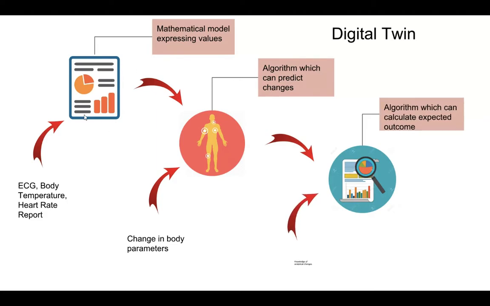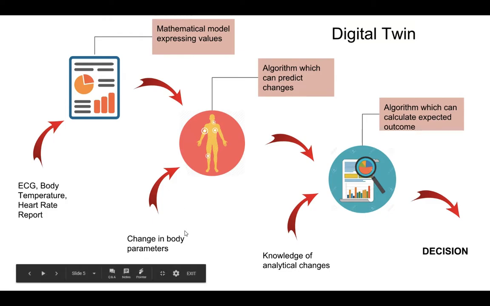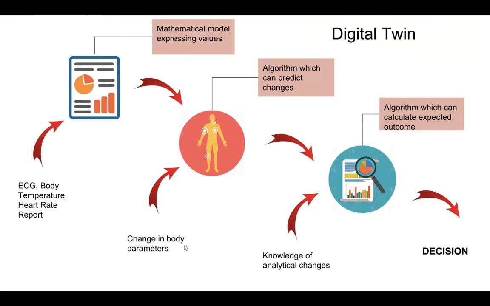Once this data has been reported, it can be used to predict changes. Several algorithms can be applied that enable changes in body parameters. There can be variations in our body parameters. Our body temperature can be low or high. Our heart rates or pulse rates can be too fast or too slow. There can be variations in ECG reports, or the human system can be in absolutely fine working conditions.